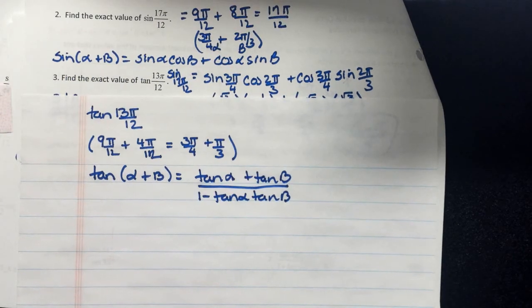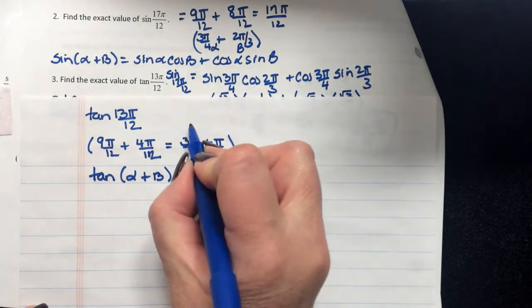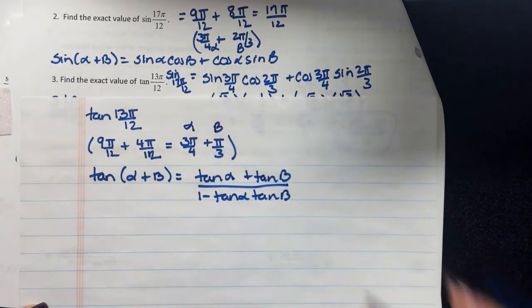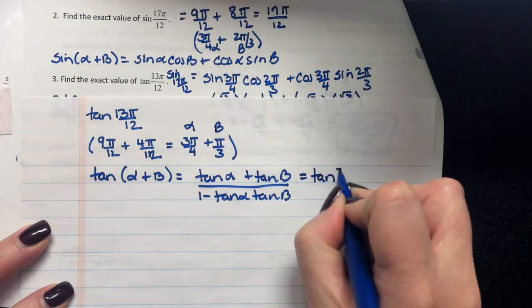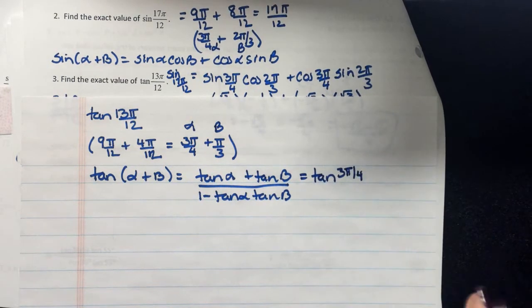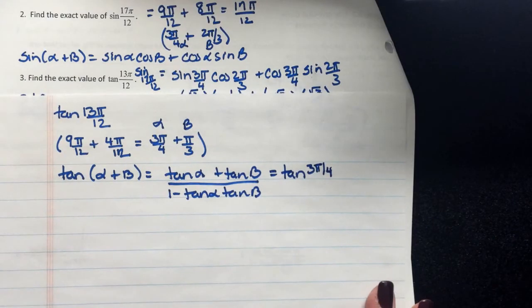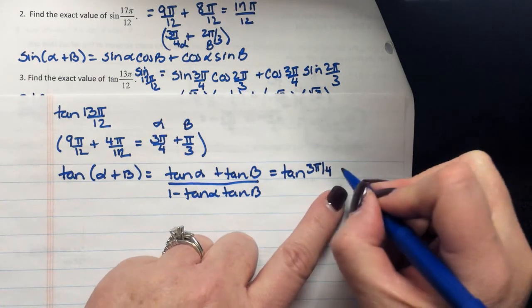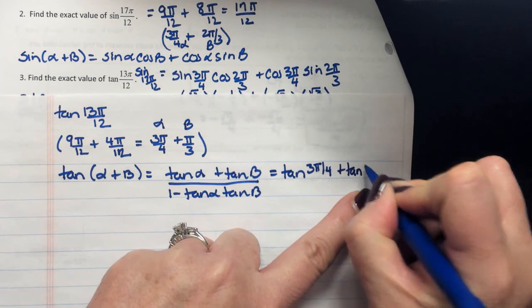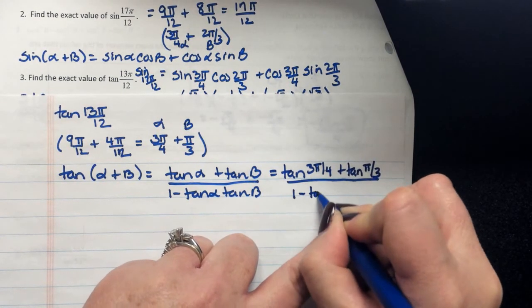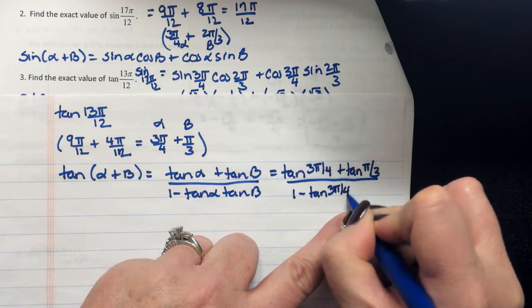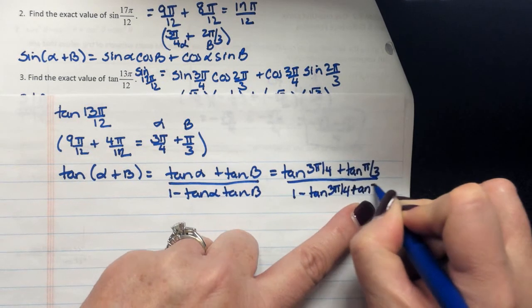Okay? So I'm going to let 3 pi over 4 be my alpha, pi over 3 be my beta. So I have the tangent of 3 pi over 4. No, because you're adding. It would matter if I was subtracting. So tangent of 3 pi over 4 plus tangent of pi over 3, all divided by 1 minus the tangent of 3 pi over 4 times the tangent of pi over 3.